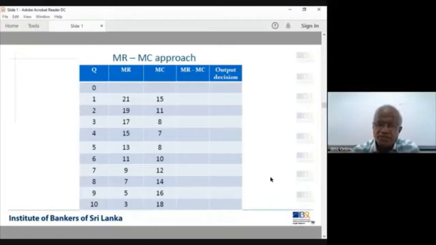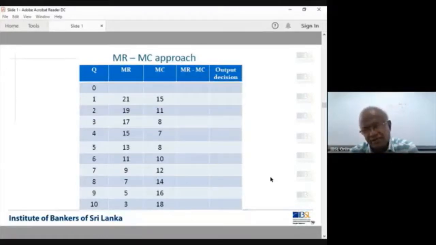Then what? The output decision up to the sixth unit is to increase the output. Take down that. Increase up to 6. After that, decrease, because otherwise there's no point. So the marginal profit will be 0. Marginal profit will be positive, 1, at that point. Therefore, the total profit maximizing output level is 6.